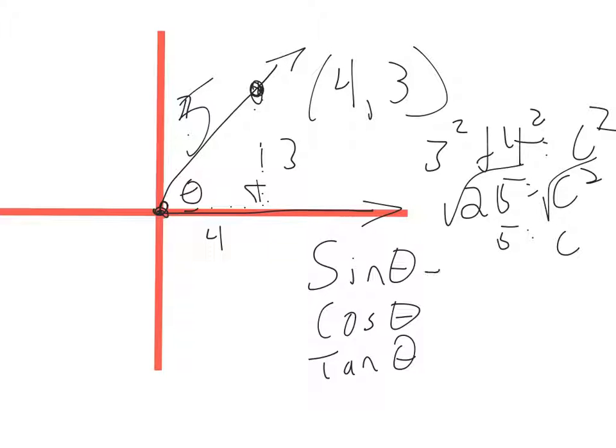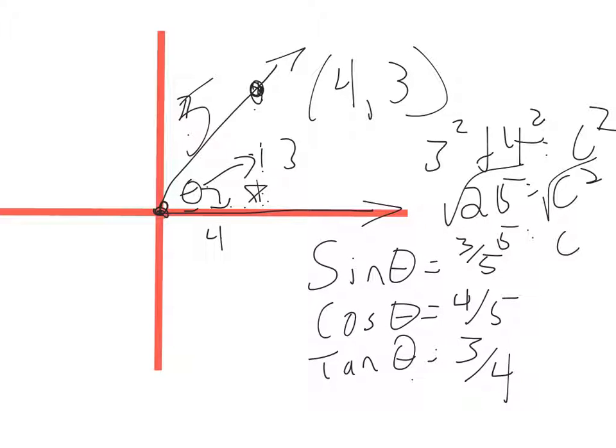So now I can come up with my ratios. Looking at this angle, here's my opposite, here's my hypotenuse. The sine of whatever this angle is, 3/5. The cosine of whatever this angle is, my adjacent side over my hypotenuse, or 4 over 5. Alright, my tangent is my opposite over my adjacent, so I can say the tangent is 3 over 4.